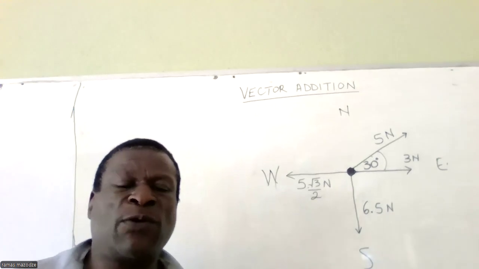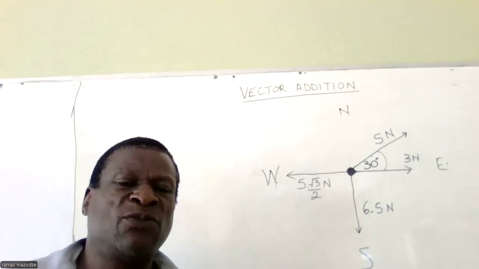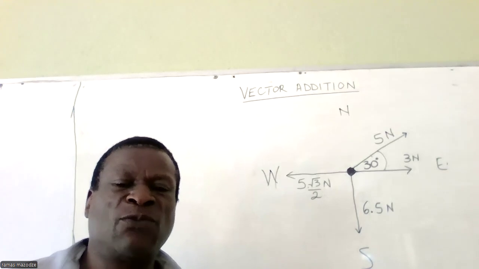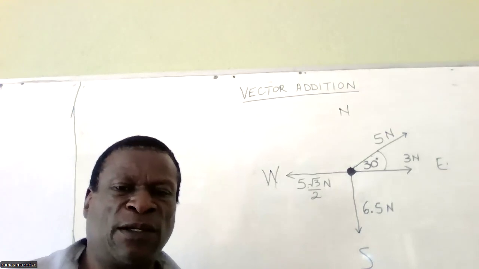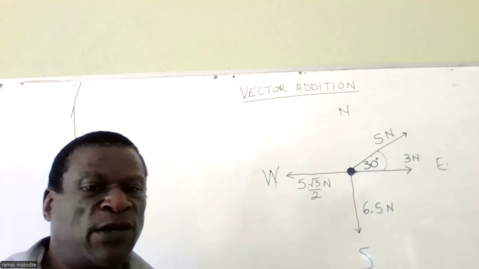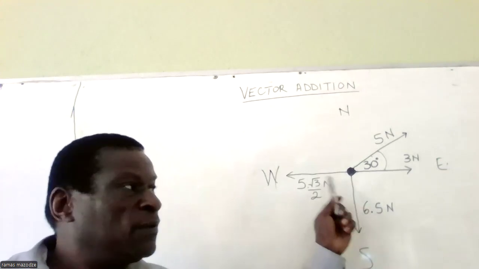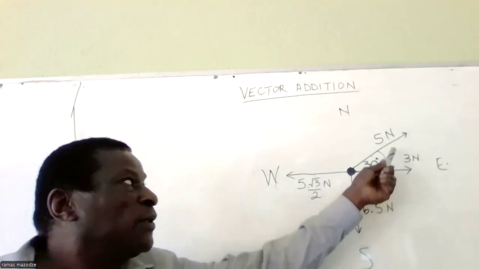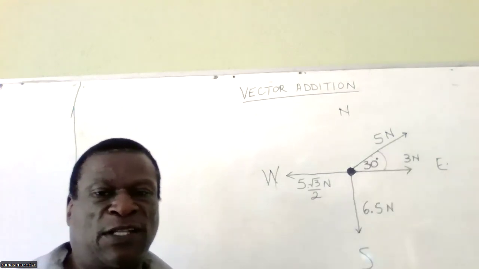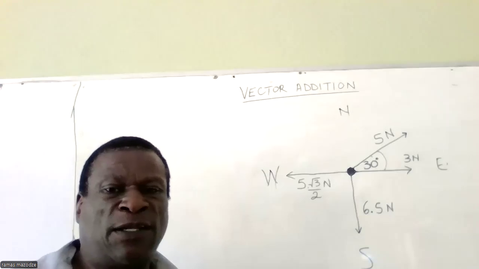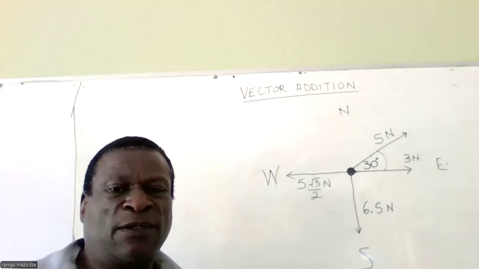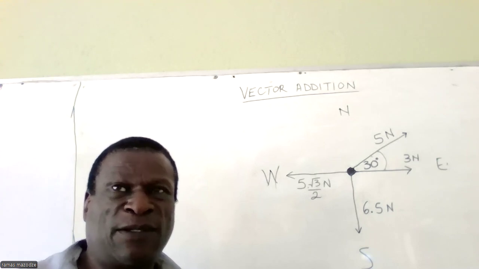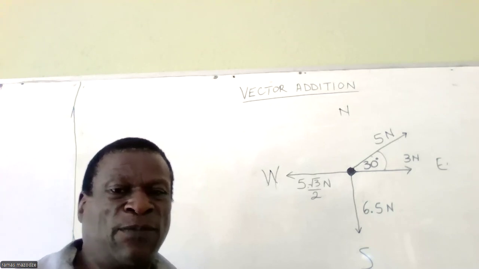Most of us, I think, are already familiar with adding two vectors which are perpendicular to each other, right? But here we have a situation where one of the forces, and I'm using force as a vector for this example, is the 5 Newton force. If you can see that one, it clearly has components in both dimensions, both the vertical dimension and the horizontal dimension. Is that clear?